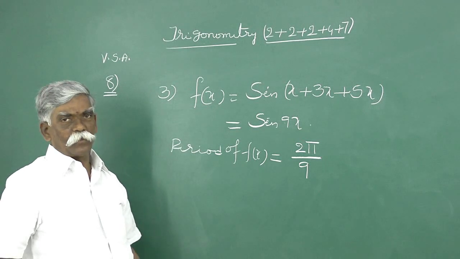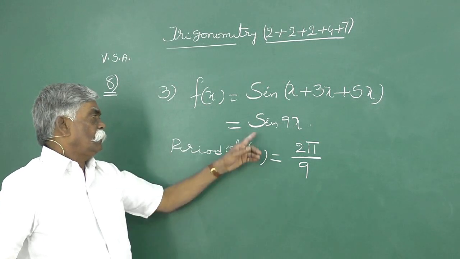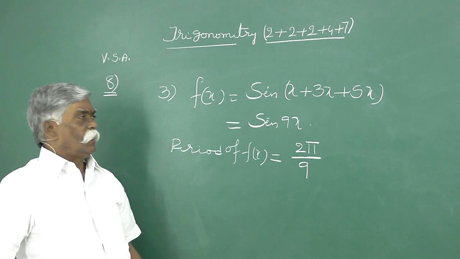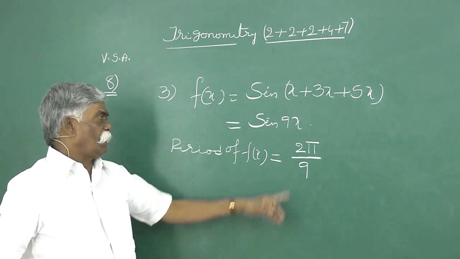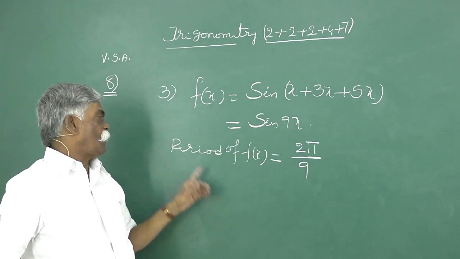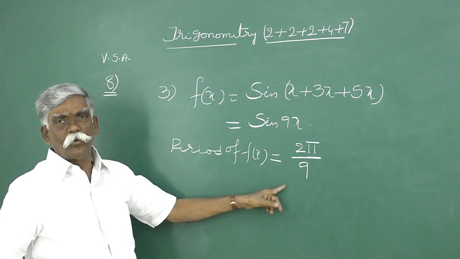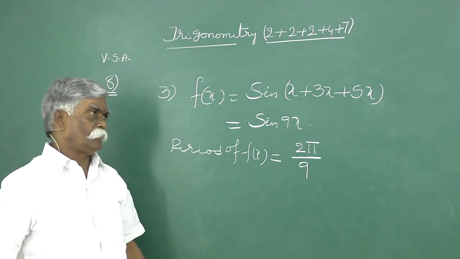Sine of x plus 3x plus 5x equal to sine of 9x. The period of sine is 2 pi, but here the coefficient of x is 9. Therefore, period of f of x is equal to 2 pi by 9.